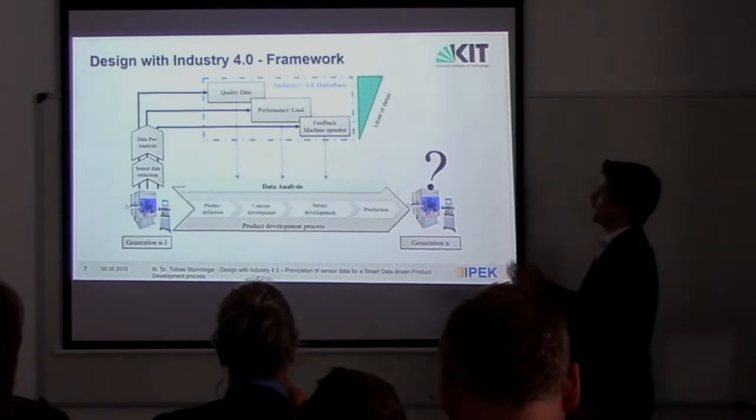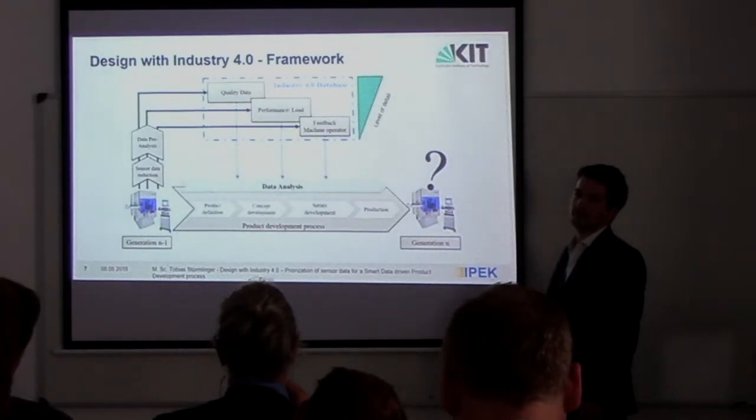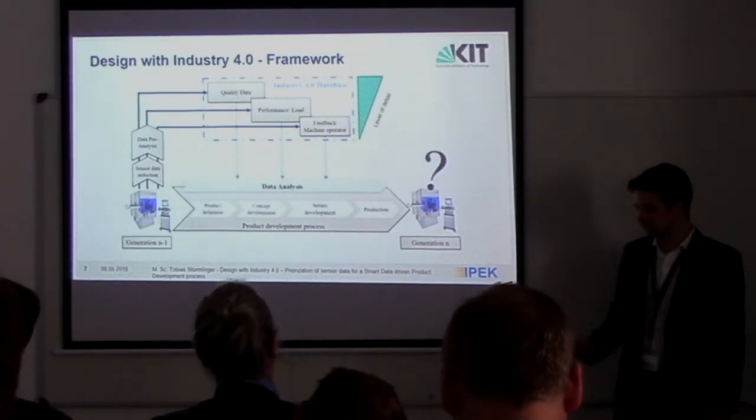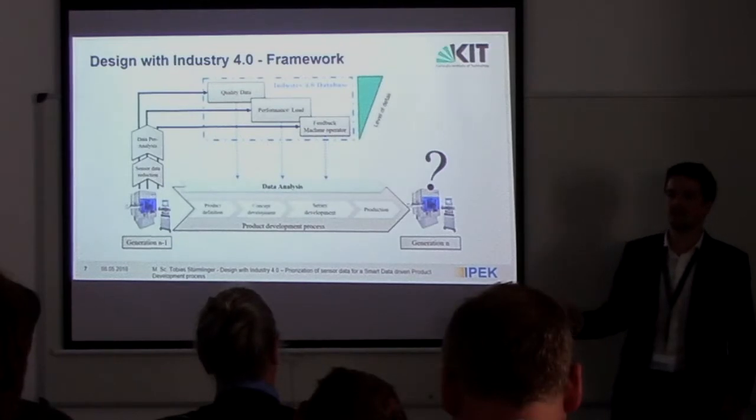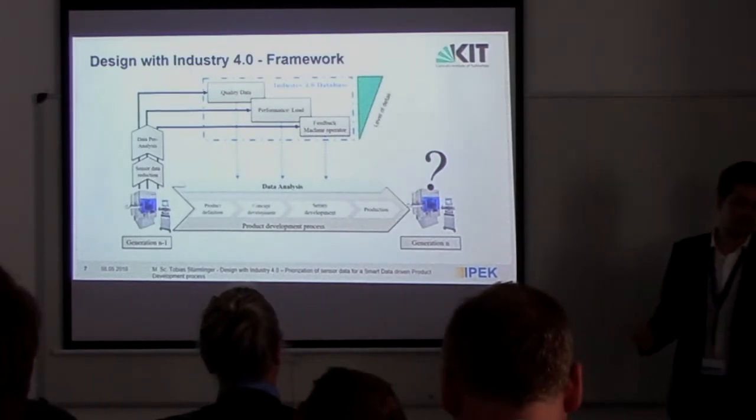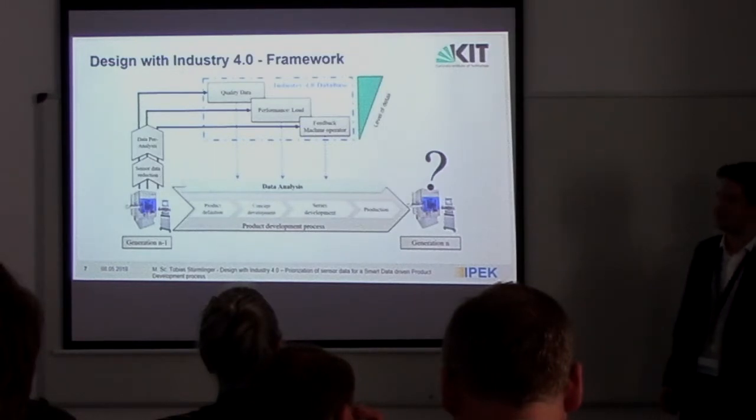Then of course they get the quality data out of the production process. So they measure with a camera system, for example. In this case it's a string coiling machine. They can measure the diameter and the length of springs. So this is also an important database.